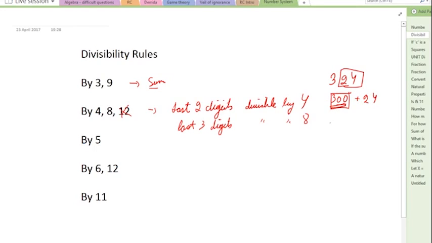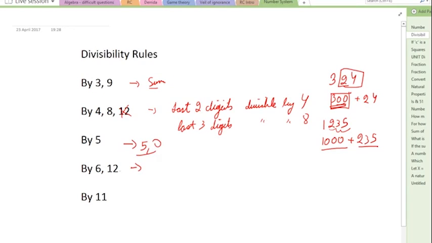And the same goes for 8. If you have a number like 1235, it can be written as 1000 plus 235, and 8 divides 1000. So 235 is the only part which will determine whether the number is divisible by 8 or not, and that's why we take the last 3 digits. Then for 5, if you have 5 or 0 at the end, it's divisible by 5.